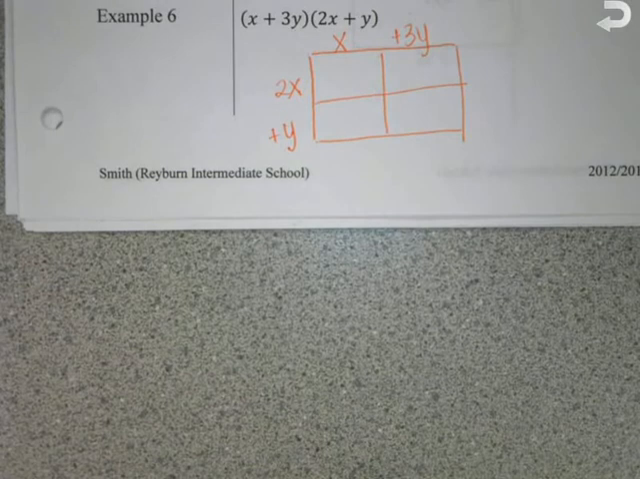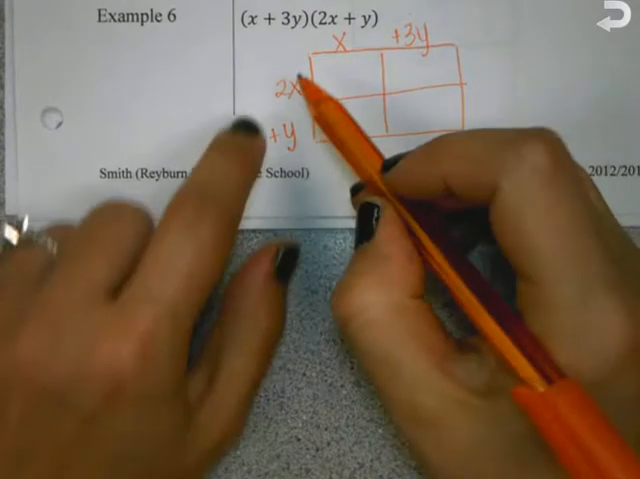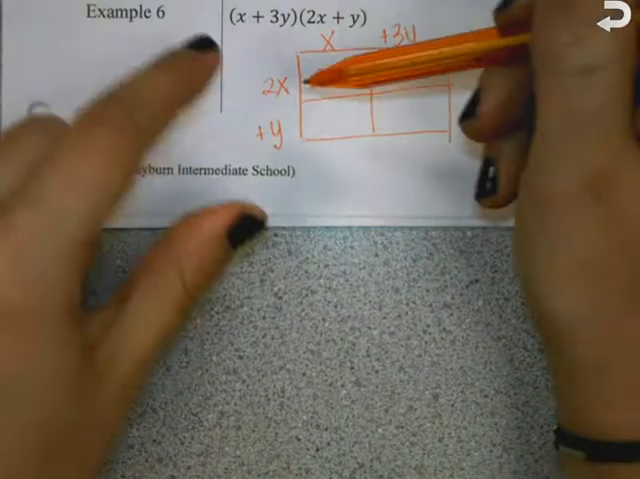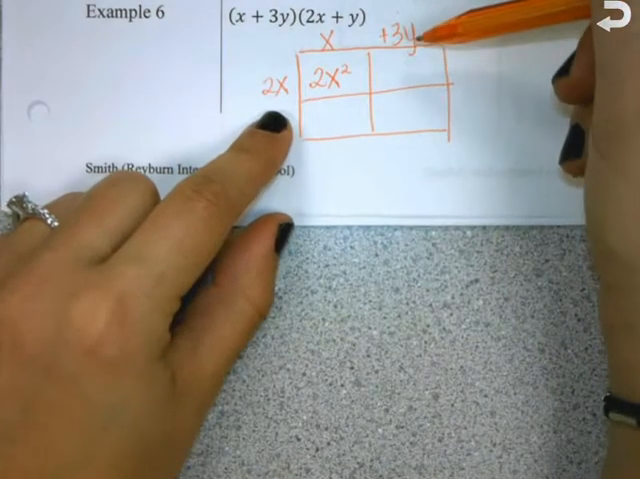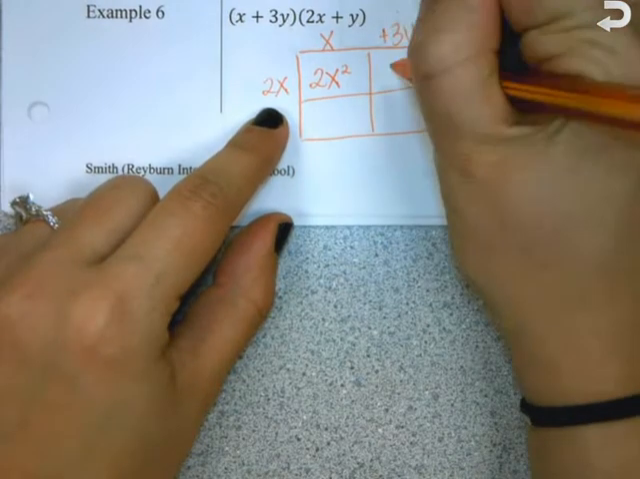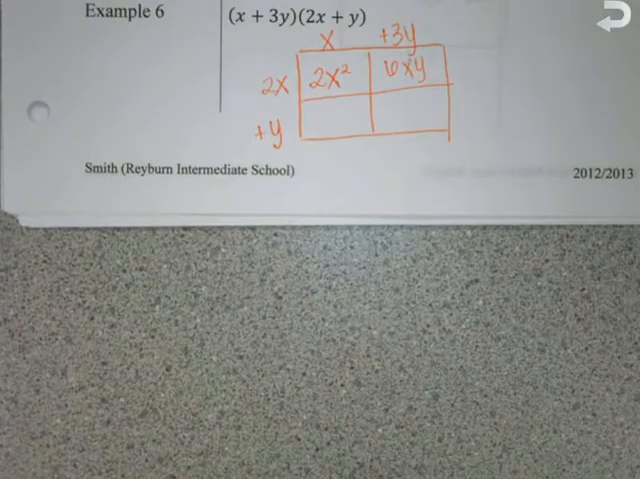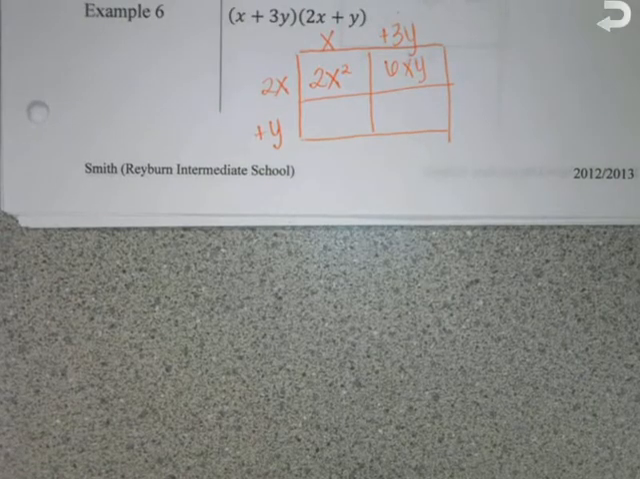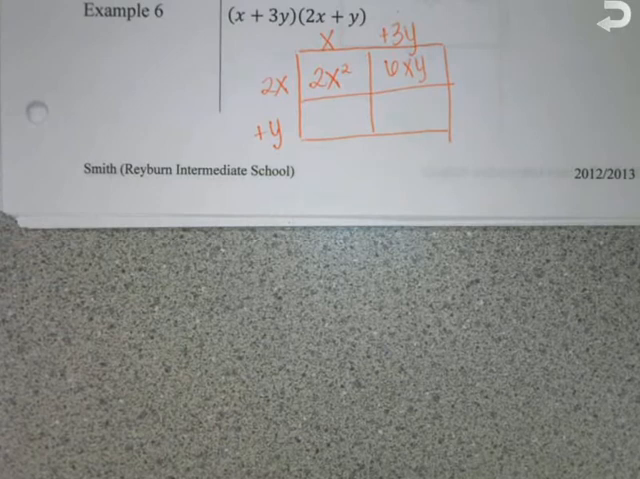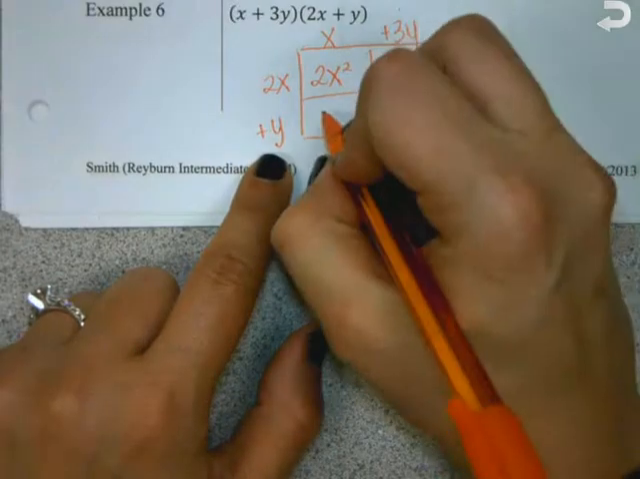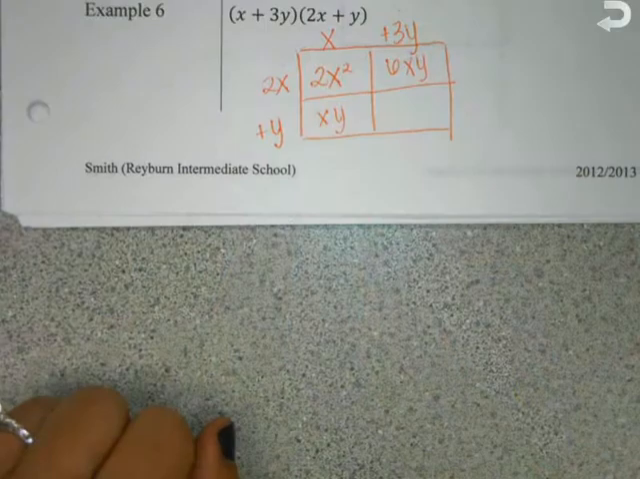Okay. 2x times x gives me 2x squared. Now here's the tricky part. 2x times 3y. 2 times 3 gives me 6xy. Good. We always want to list them in alphabetical order, so put the x's first. Because with multiplication, order doesn't matter, right? So we can list them in any order that we want. So convention tells us that we do alphabetical. Convention means what's typical. Okay? So then y times x, that's going to give me xy. And then y times 3y? 3y to the second.